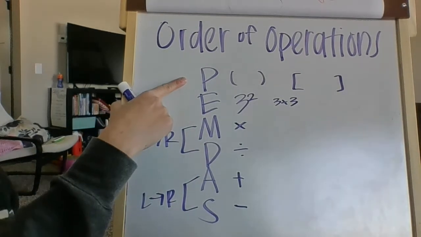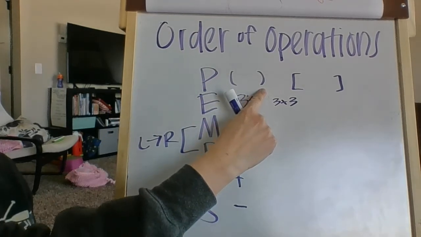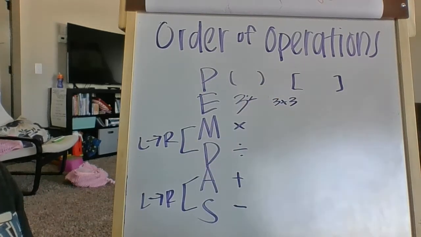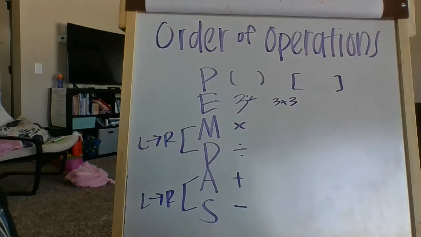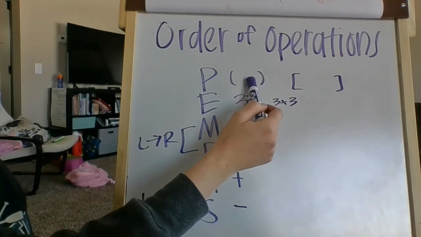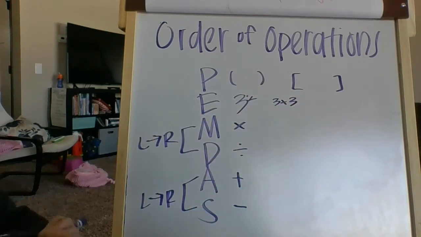The very first thing that you're going to be doing is your parentheses. Most of the time you're going to be seeing parentheses. You also might see brackets. These brackets are used as a second set of parentheses. So if you see those brackets, there's also going to be parentheses inside of those. Do parentheses first and then your brackets.